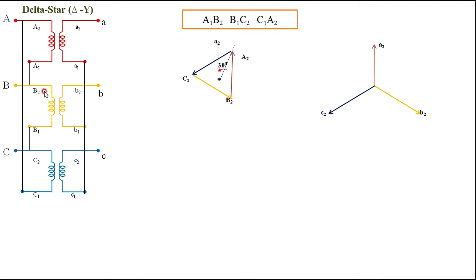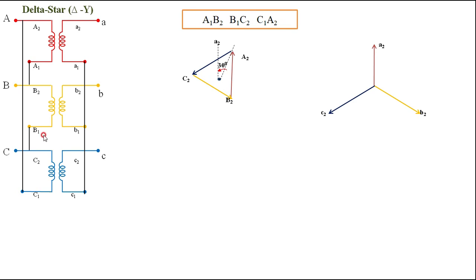Then I have B2 B1, which is lagging A1 A2 by 120 degrees, but the connection of B2 is with A1. So this is A2, this is our A1. Therefore, B2 has to be joined to A1. Therefore, what I am drawing here is B1 B2, which is touching A1 here.